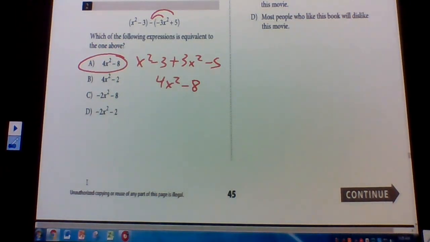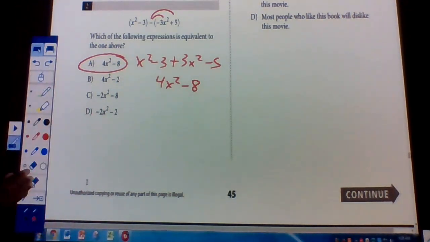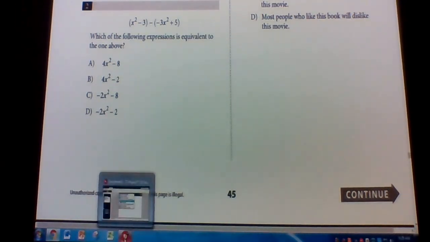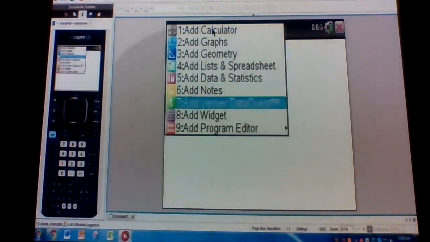Okay, but it's definitely possible to screw that up, so we do want to try the Boolean check if we have time. This one is pretty simple, so you might not want to check it, but let's just go through the process. So we have x squared minus 3 minus negative 3x squared plus 5.